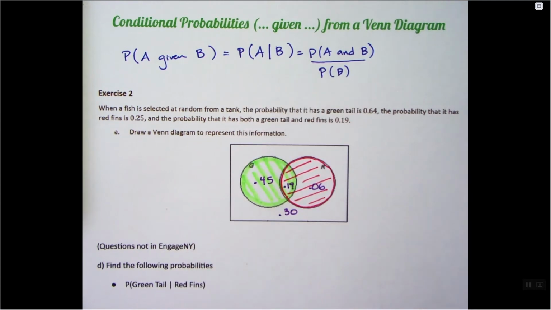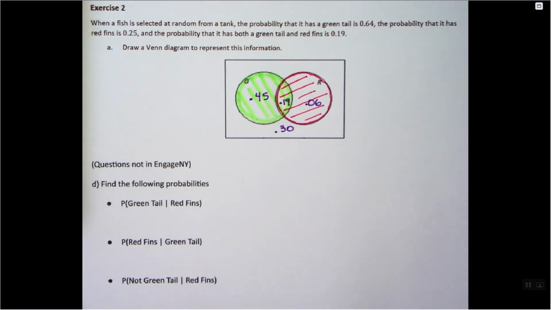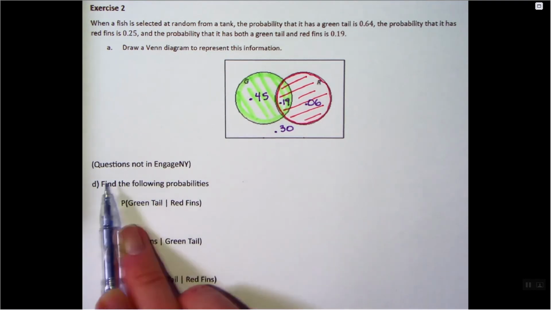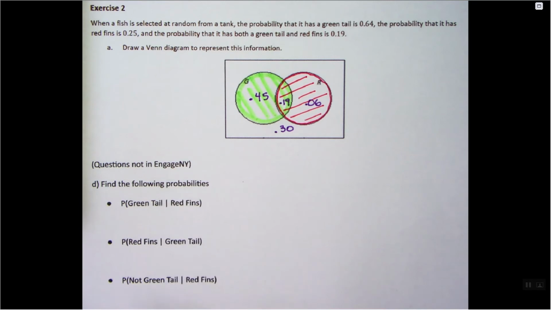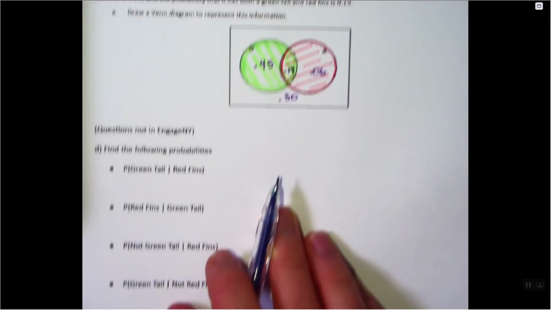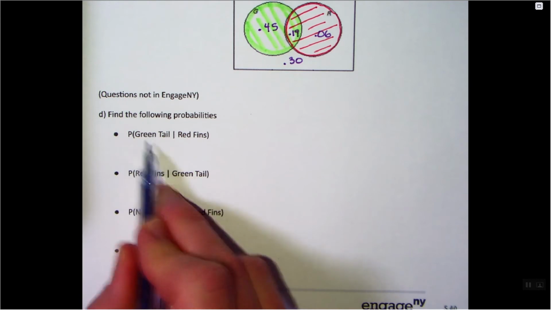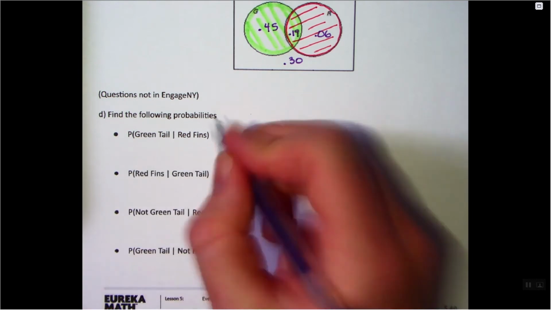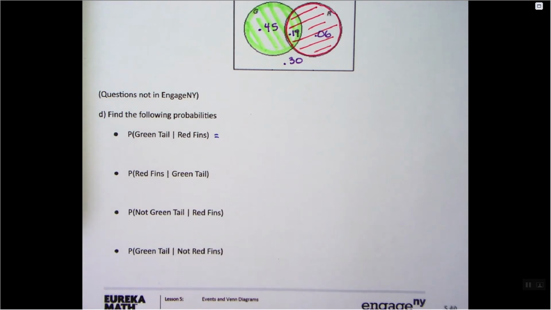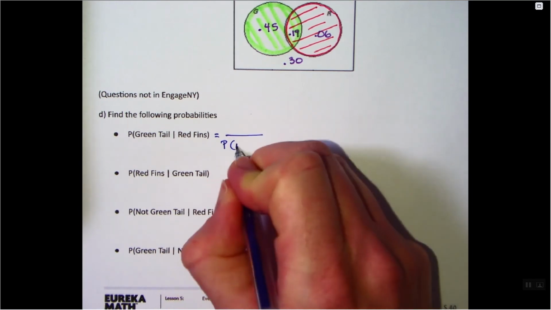Okay, so let's look at this fish problem again. This was filled out in a previous video, so I'm just going to jump in. These questions are not in Engage New York, but I wrote them myself to kind of explore this idea of conditional probability. Okay, so what is the probability that a fish has a green tail given that it has red fins? Okay, so if I know that it has red fins, what's the chance that it also has a green tail?